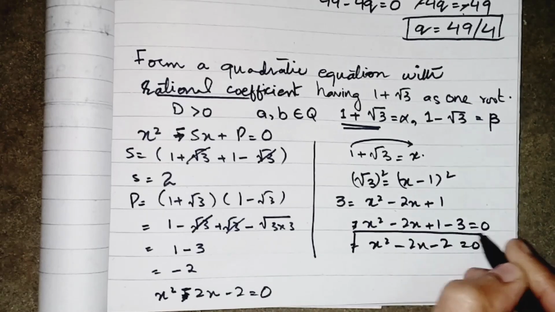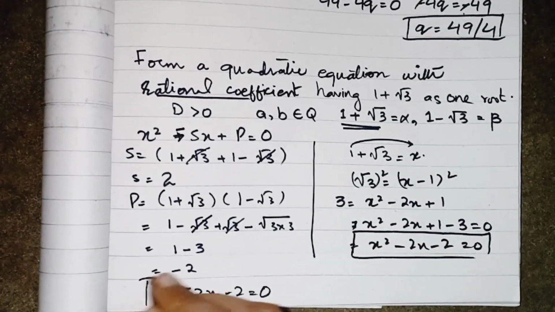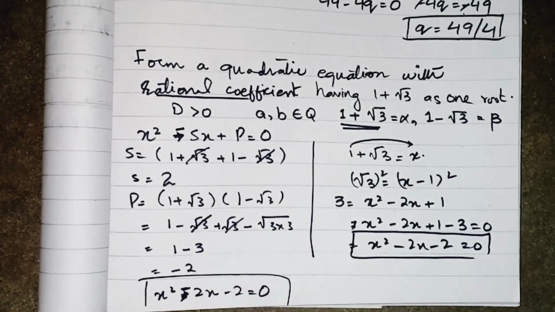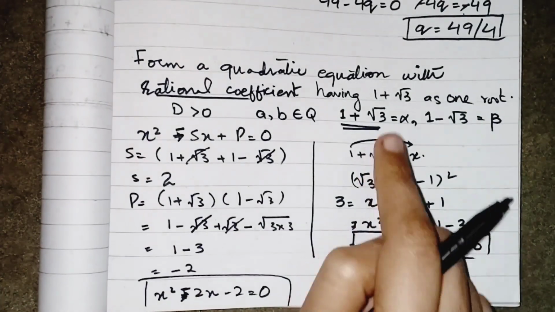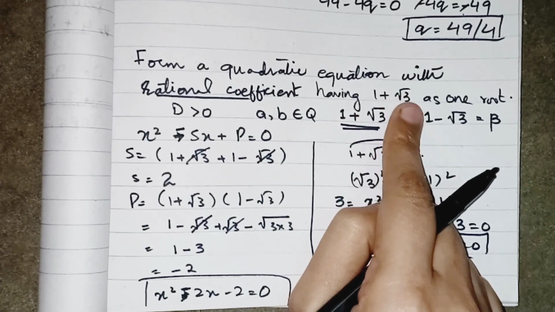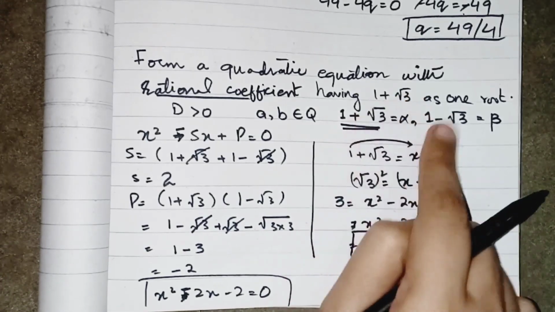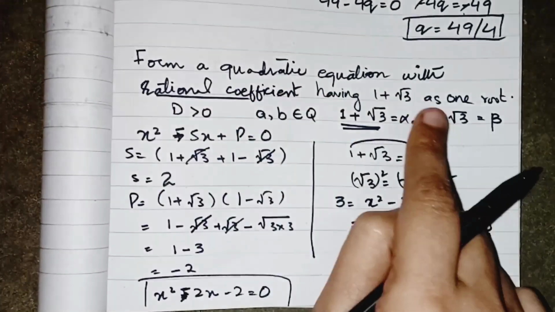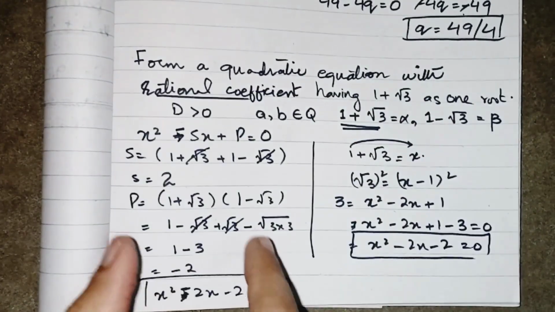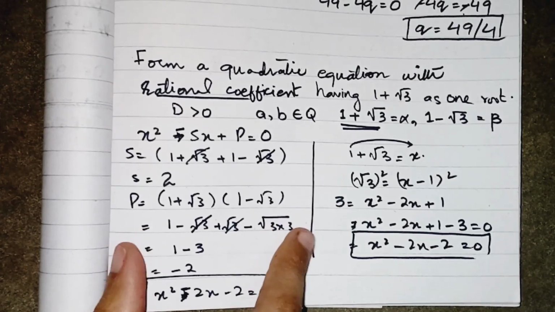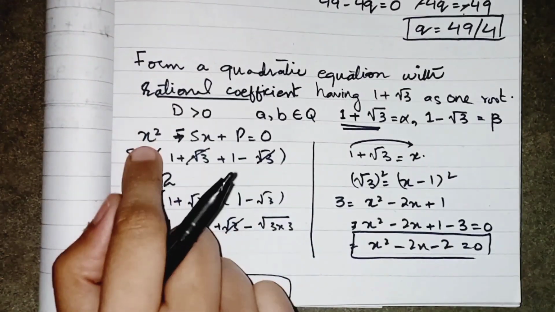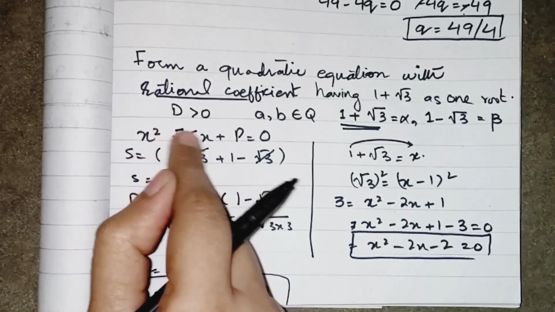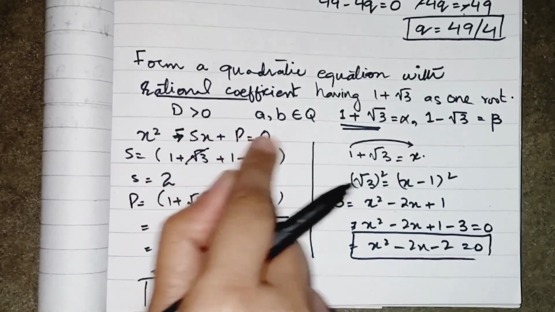So in both conditions we get the same equation. One method we learned from our previous lectures, and we know that if one root is irrational, the other will be its conjugate. We learned this from previous lectures about the roots, and applying this by learning the theory of equations, the standard form of the equation will be x square minus sum of roots x plus product equals to 0.